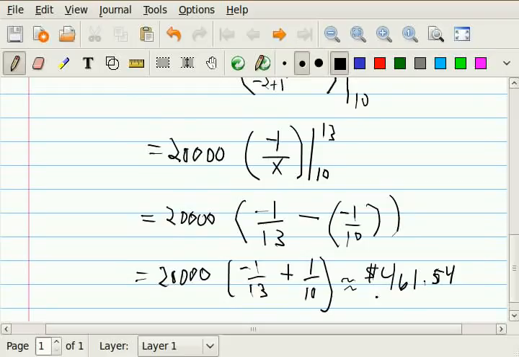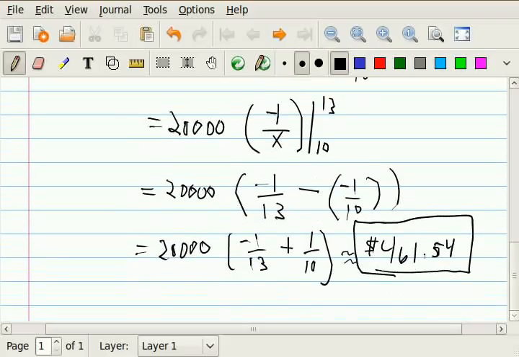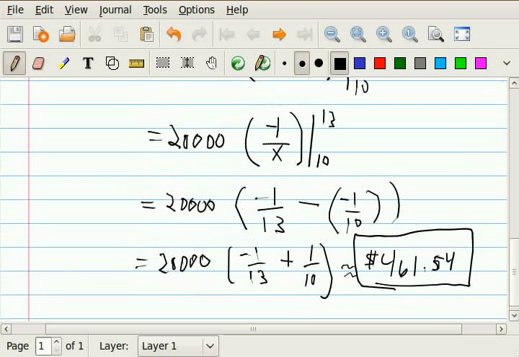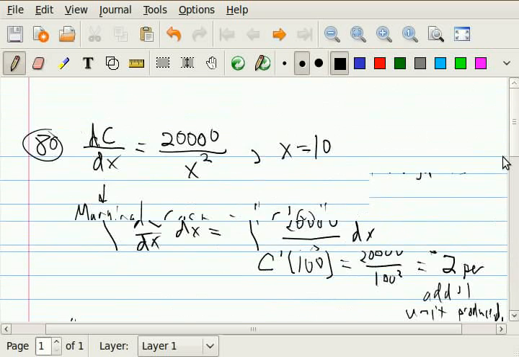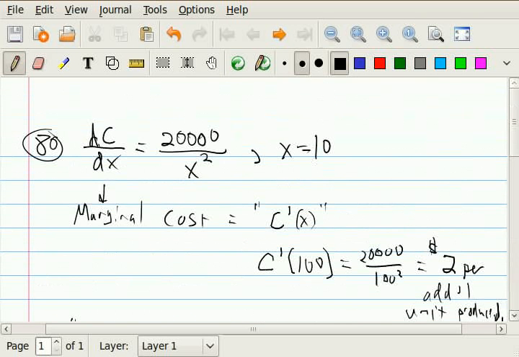It means that to move our production from 10 units to 13 units, we're going to incur an additional cost of about $400. That's pretty reasonable if you look at the marginal cost at 10. If you put 10 into this function, the marginal cost is about $200, so going from the 10th to the 11th unit, cost is going to increase about $200.